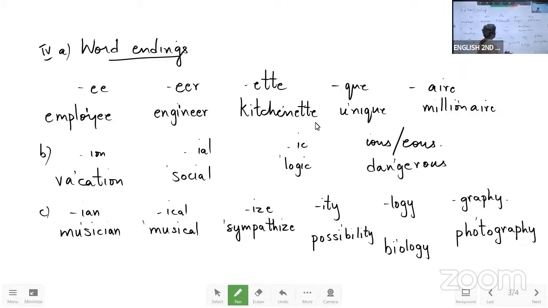Now coming to possibility. Possibility is a polysyllabic word. So from the end, third syllable, before B. Biology, you don't say biology. It's a trisyllabic word, and that's why it comes before O. Likewise, photography, it's a polysyllabic word and comes on the second syllable.